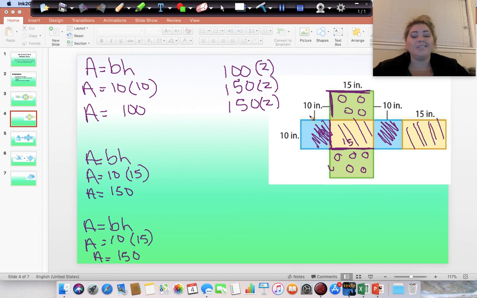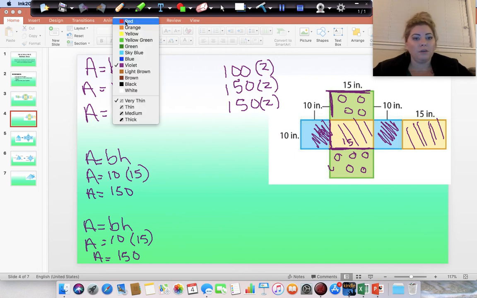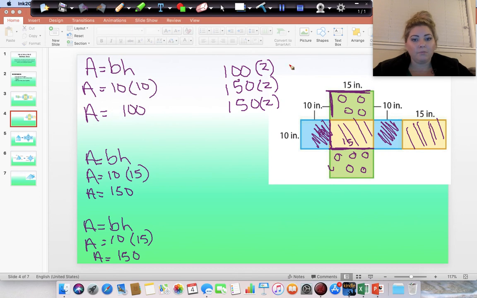Because they are all different, you have to multiply each one of those areas that you got by 2, okay, to get how many total we have. So 100 times 2 gives me 200. 150 times 2 gives me 300. And 150 times 2 gives me 300.